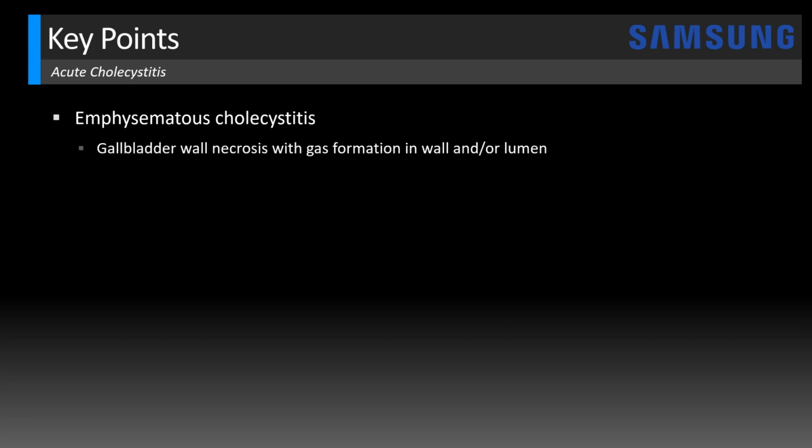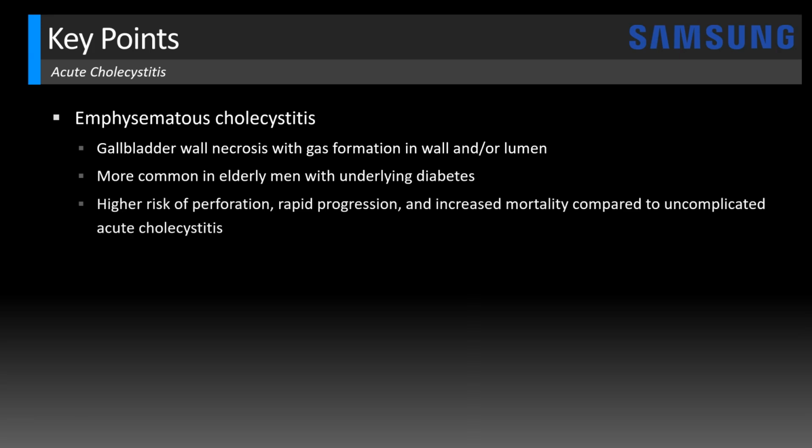So similar to gangrenous cholecystitis, we have gallbladder wall ischemia and necrosis occurring, but in this case, we now have gas formation in the wall and or the gallbladder lumen. And this is more commonly seen in elderly men with underlying diabetes. This is clinically relevant because there is a higher risk of perforation in these patients with emphysematous cholecystitis. They tend to have a more rapid progression and increased mortality compared to uncomplicated acute cholecystitis. Therefore, it's typically treated with emergent surgical intervention. For patients that are too ill to undergo surgery, they may first undergo a percutaneous cholecystostomy tube placement.